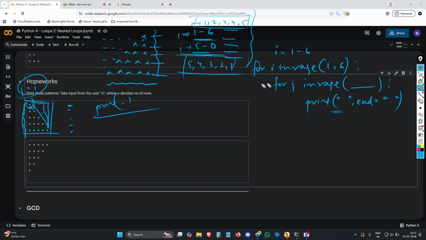Now, how many times do I need this to run so that after the dedicated spaces, my first star prints, right? So exactly at the same indentation, I will need another loop with another range which prints my star, correct? Till here you're with me? Now my main job is to find these ranges. Correct. How do I do it?